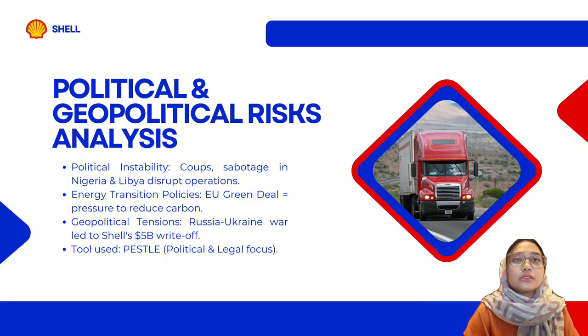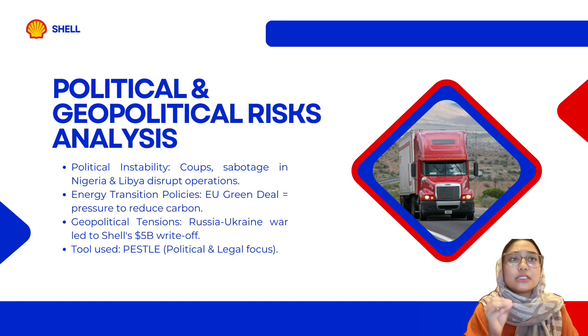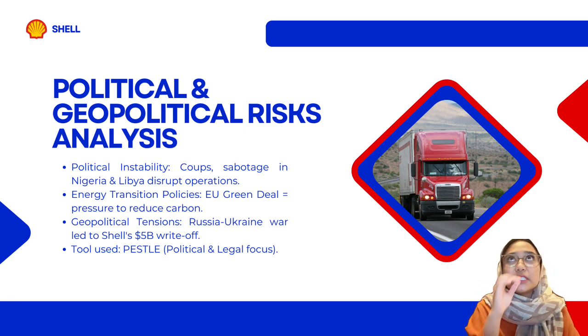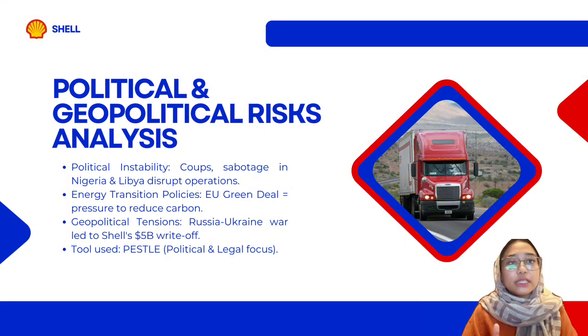Then we have geopolitical tensions. One major example is the Russia-Ukraine war. Due to the war, Shell had to exit its Russian project, which led to a financial write-off of around $5 billion. To study this risk in a structured way, I use the PESTEL analysis tool, focusing mainly on the political and legal aspects that affect Shell's global operations.